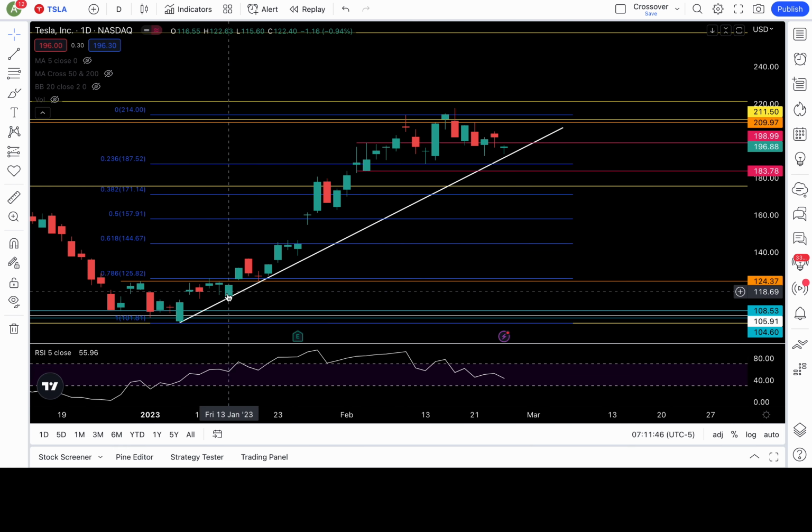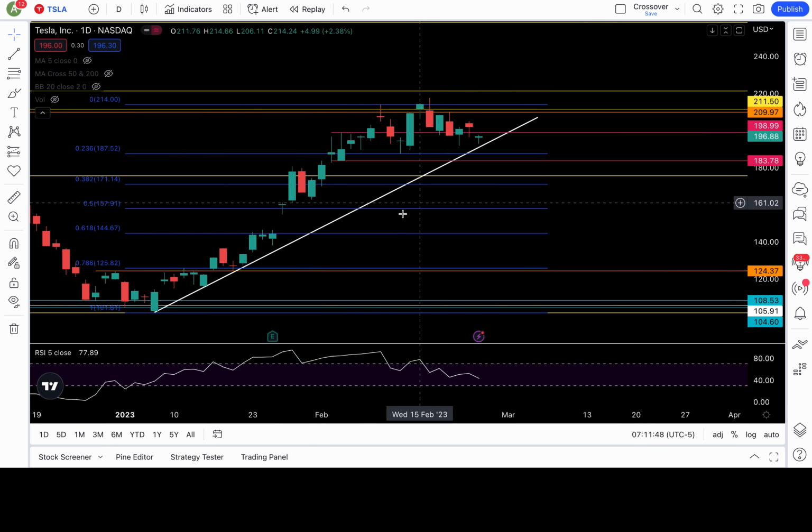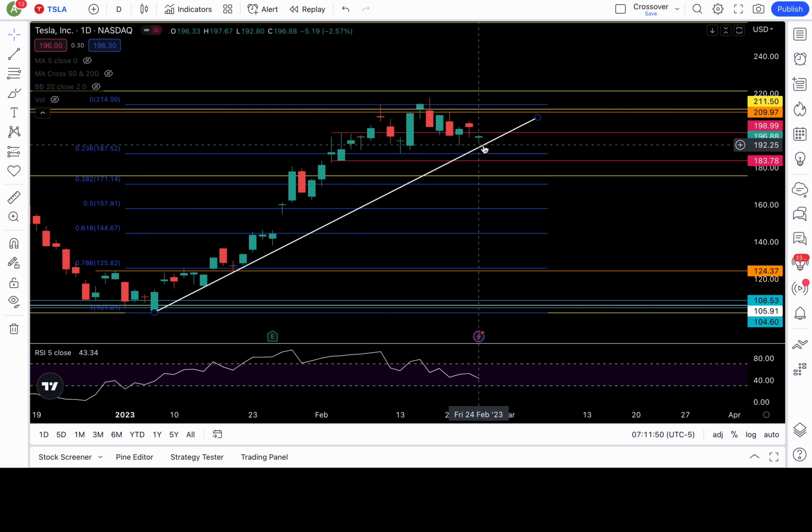Tesla testing that white trend line. Big test. It came a few cents shy of it, but we'll see what happens on Monday, because this trend line slopes up and the breakdown level is now at 194. Watch out for that level, guys. If 194 breaks down, it could be very bearish.